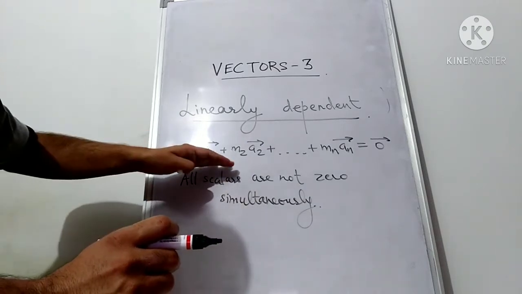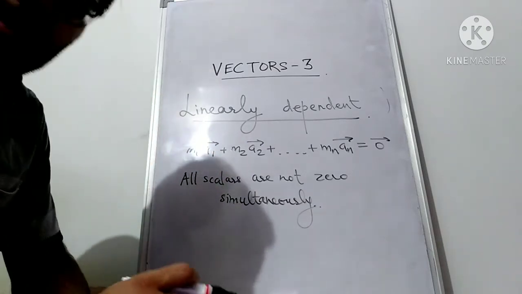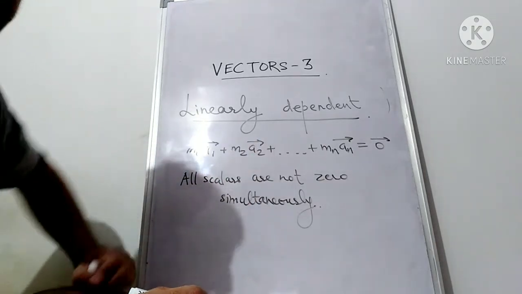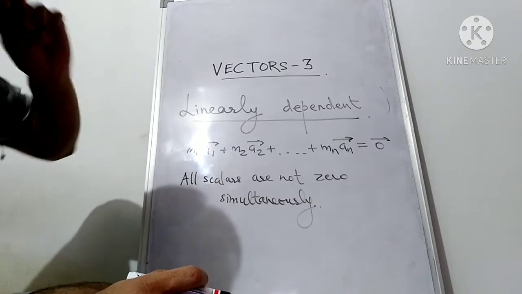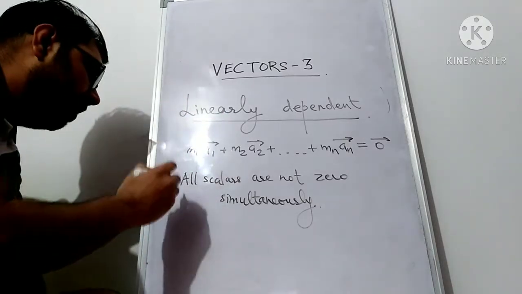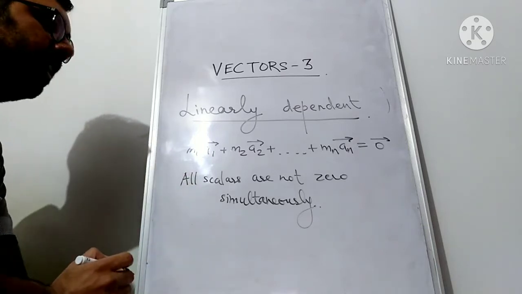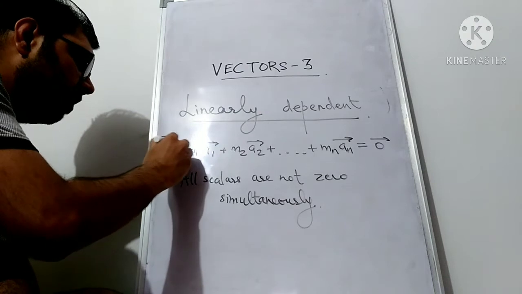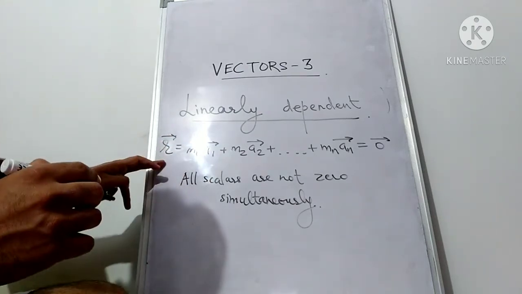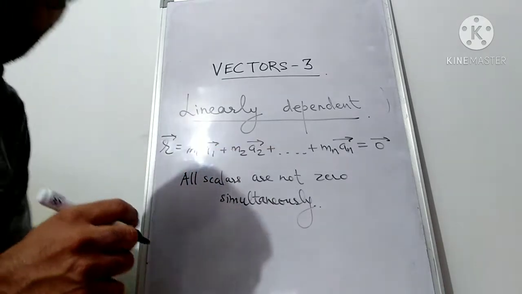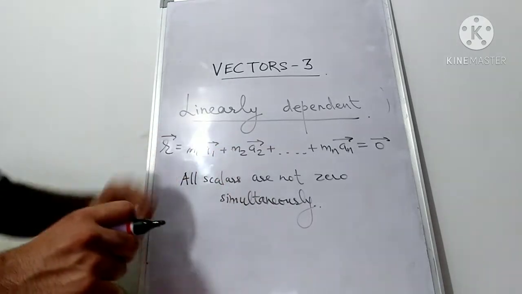Some of them can be 0, but all will not be 0 simultaneously. Still this expression is equal to 0 vector or null vector. This means that this vector is linearly dependent. If I call this r vector, then I can say that R is linearly dependent on vectors a1, a2, a3 up till an, if this condition holds true.